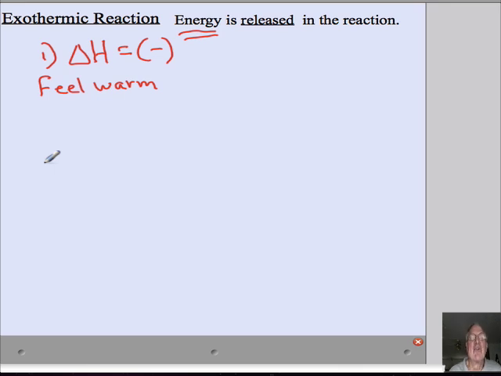So combustion reactions of fuels and things, those are exothermic reactions, literally "out," exothermic, heat. Endothermic would mean taking in heat. So we're going to look at an example of this as a combustion reaction.